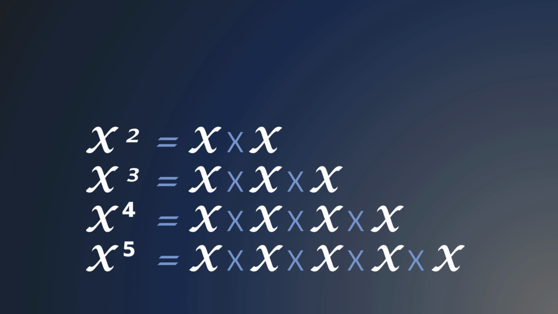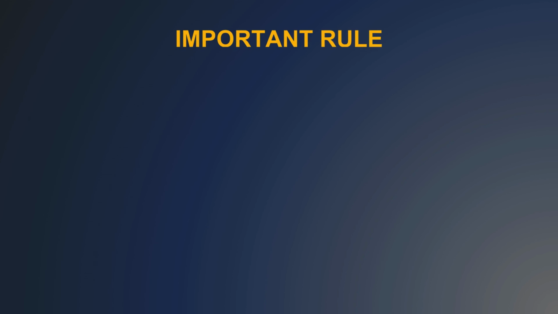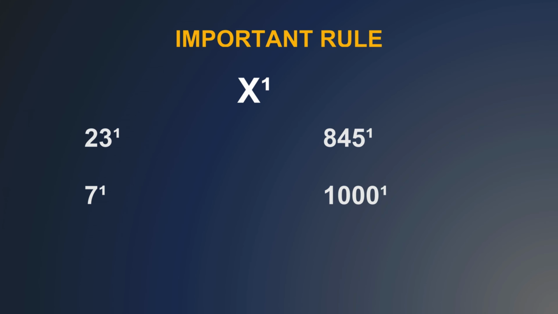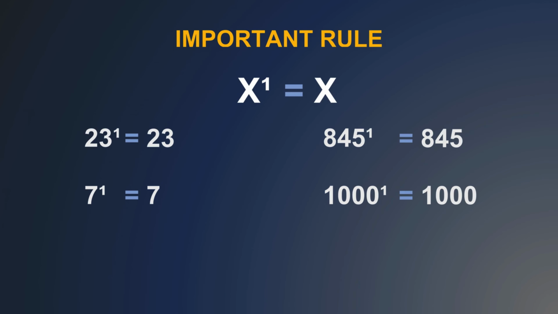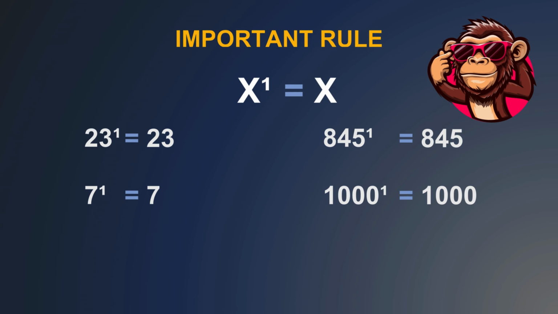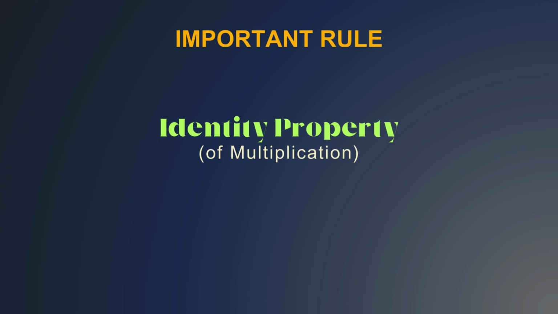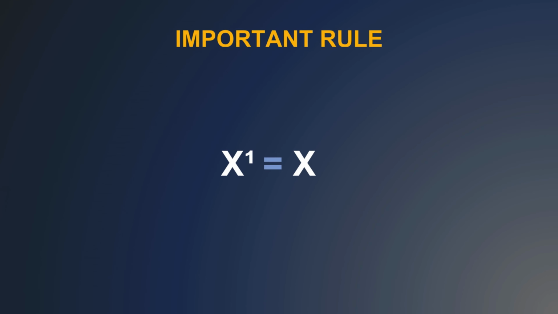But here's a question. What about x to the power of 1? If squaring means multiplying 2 x's, then does x to the first power mean multiplying 1 x? That sounds a little strange, but actually it makes perfect sense. Multiplying 1 x just gives us x. And that leads us to an important rule. Any number raised to the power of 1 is just itself. Pretty cool, right? This rule, or property, is similar to the identity property of multiplication that says any number multiplied by 1 is just itself. So x to the power 1 makes sense now.